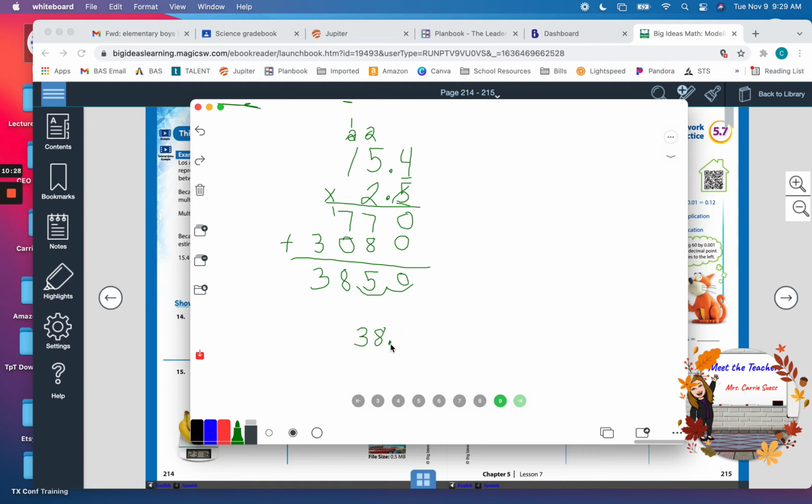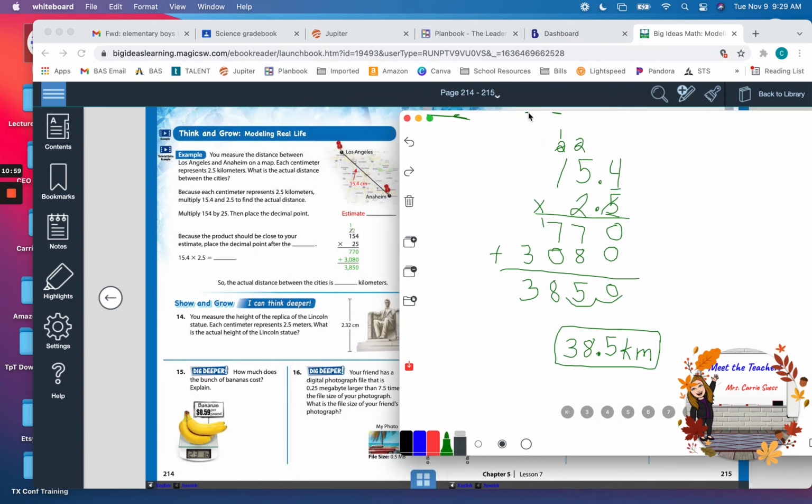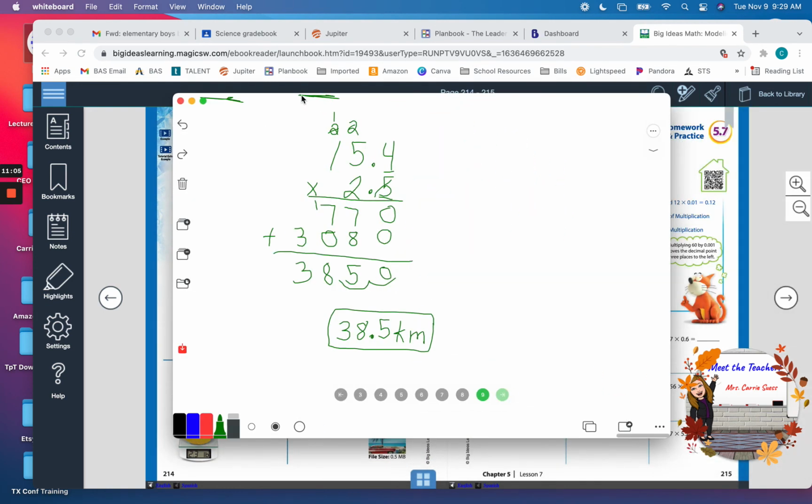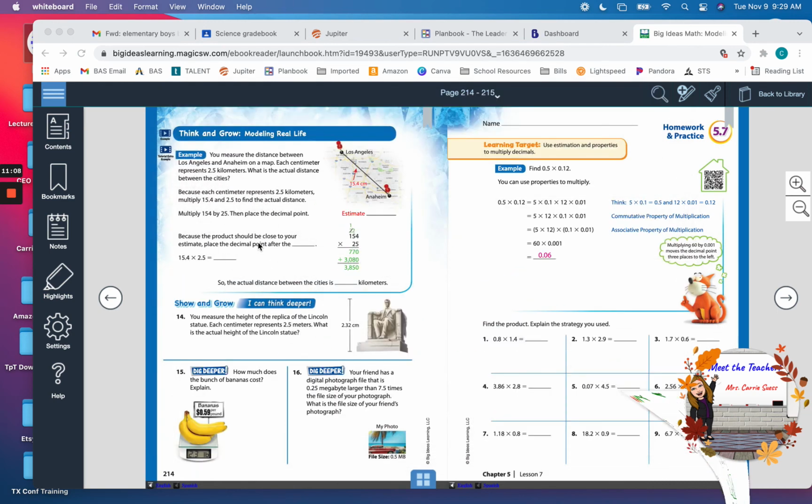38.50 or 38.5. Yes, I do not have to write the 0. You can leave it off because it's behind the decimal. Am I done? Nope. Circle your final answer. I'm still not done. What else do I need? Yes, this is a word problem. You need to label kilometers. Excellent. 38.5 kilometers. Good job. So the actual distance is 38.5 kilometers. Yep. Good. All right. I'm going to close this.